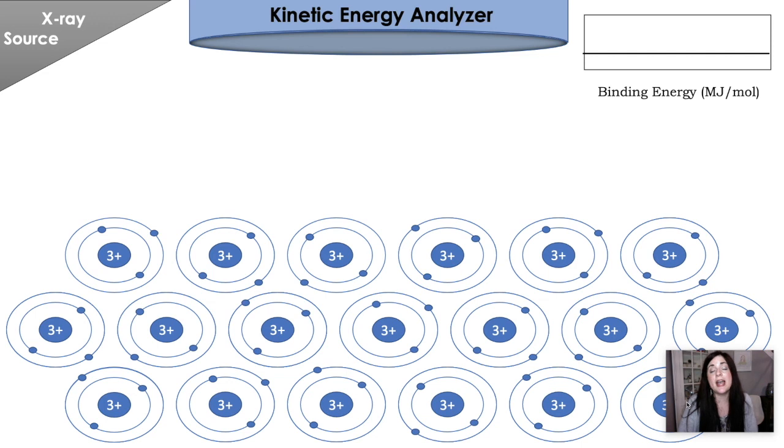So let's go ahead and look at how this actually happens. And we are going to analyze a sample of lithium. So you'll see here that we have 3 protons in the nucleus, some number of neutrons, it doesn't matter. And then I have 3 electrons in my energy shell surrounding that. So here's my X-ray source. I have this kinetic energy analyzer. And up here on the right-hand side, we're going to start creating a spectrum from this.